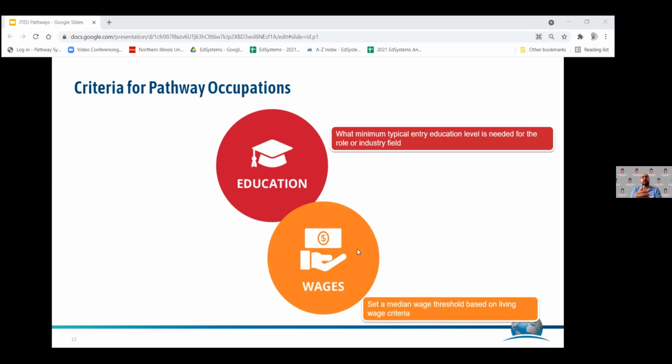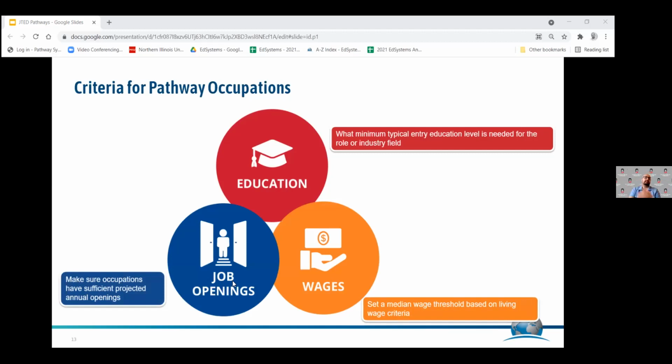Wages. For any occupation, you really have to think about the median wages someone could be earning with that job and that role. And here's the thing. When we at Ed Systems look at wages, we don't just care about whether that wage is over minimum wage. We actually think that's a bad threshold. You really have to think about whether the wages for that occupation, pathway, or industry sector provide a living wage and access to resources.